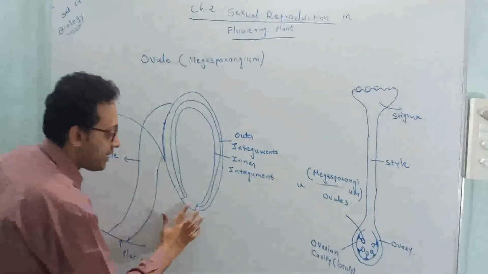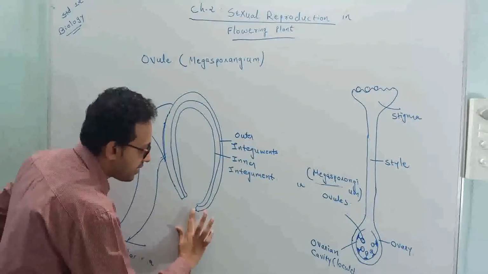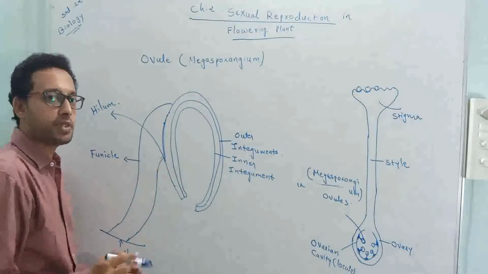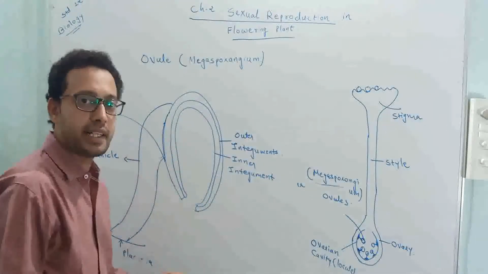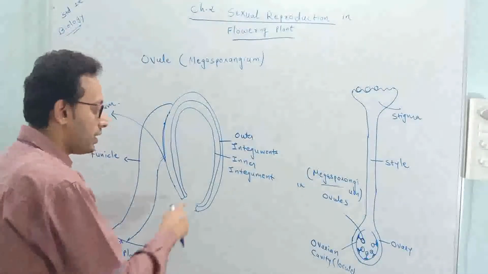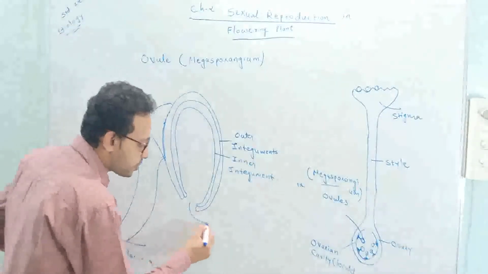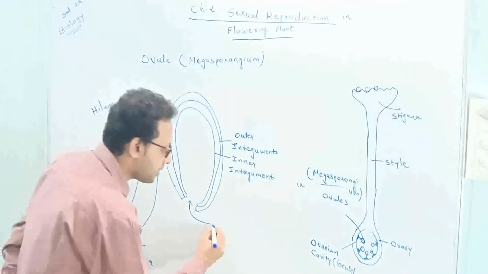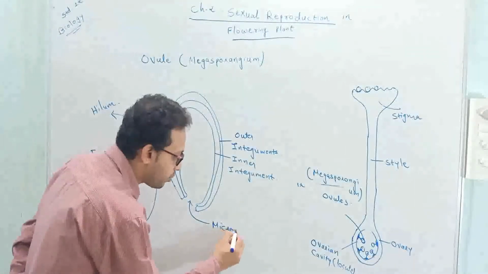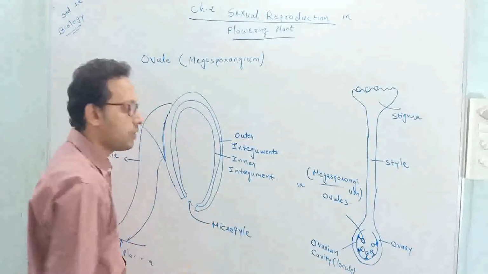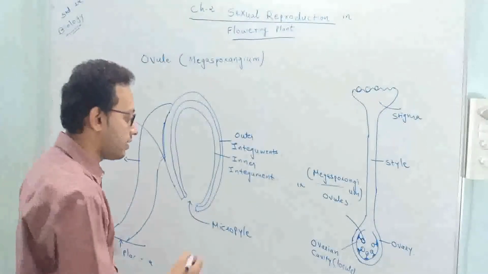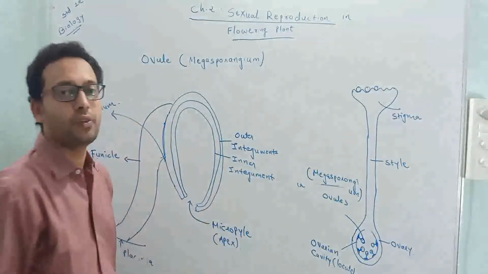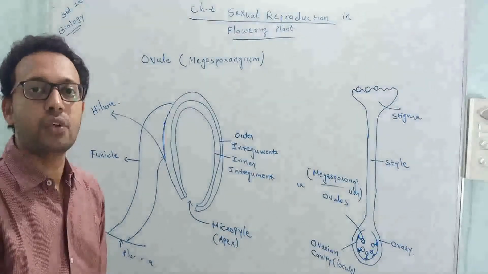At a certain part the integument is absent. See, this is a portion where the integument is absent. Covering is absent. Integument is the covering of an ovule. Where the integument is absent, a pore-like, hole-like structure is formed. This is called micropyle. Or you can also call it the apex of the ovule.